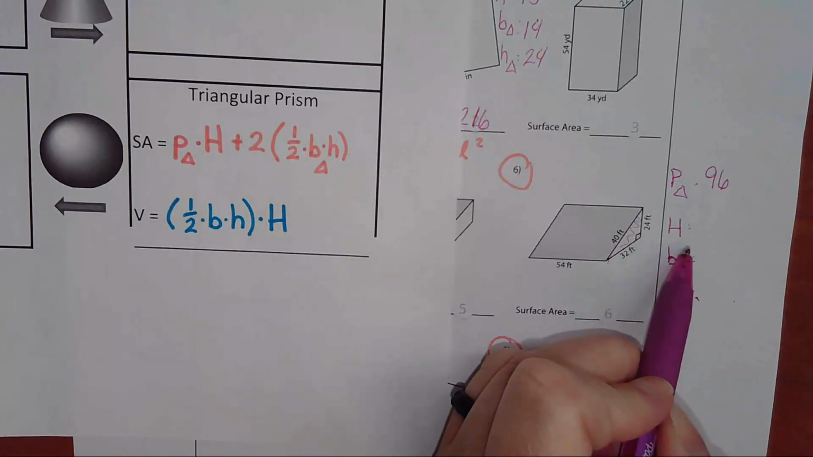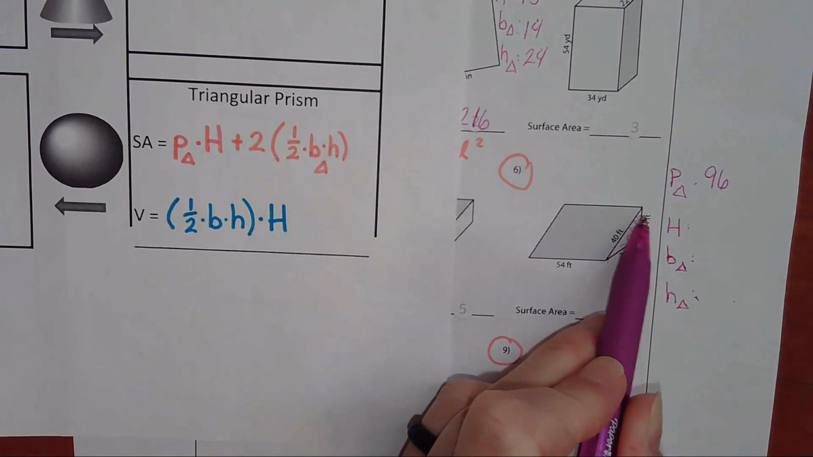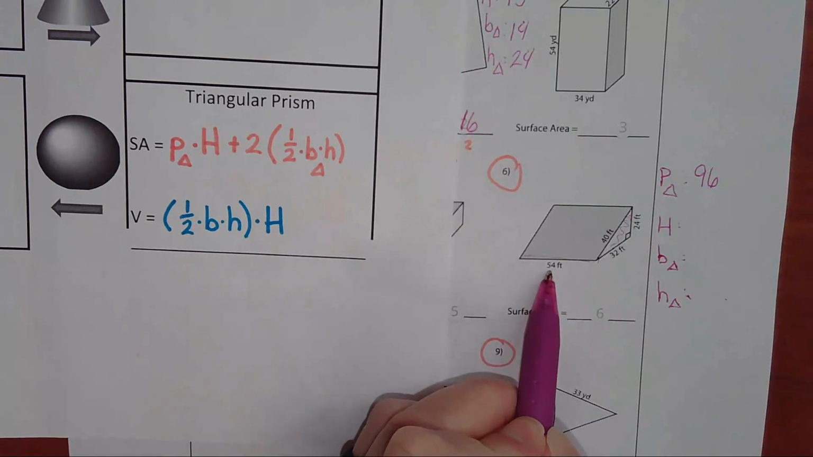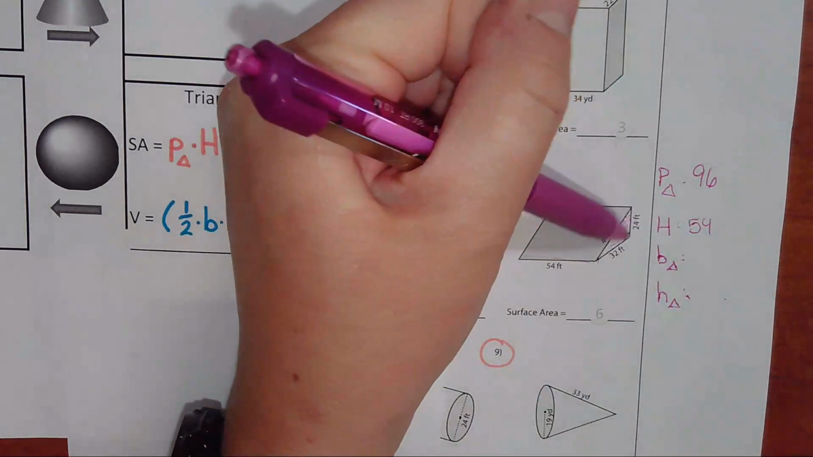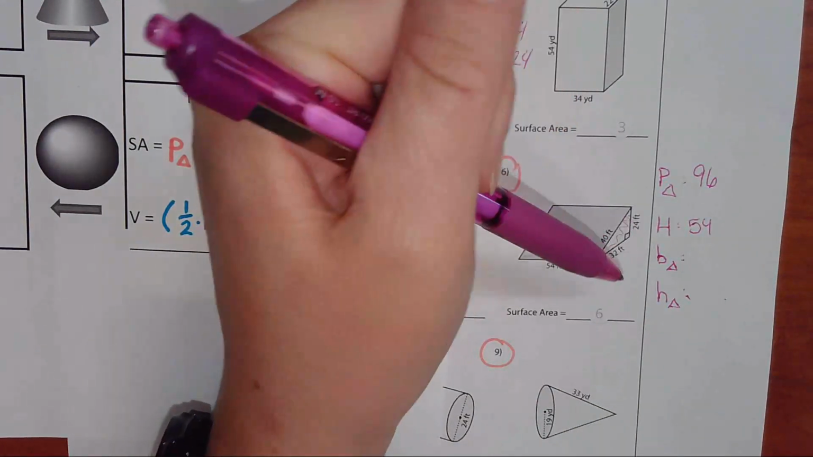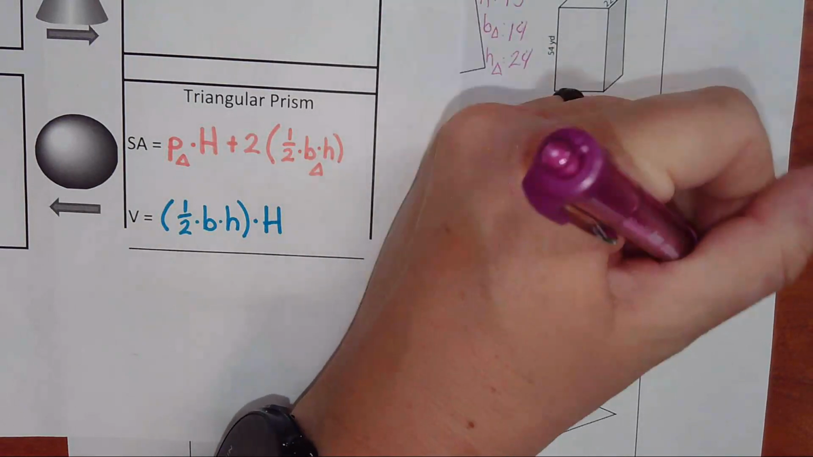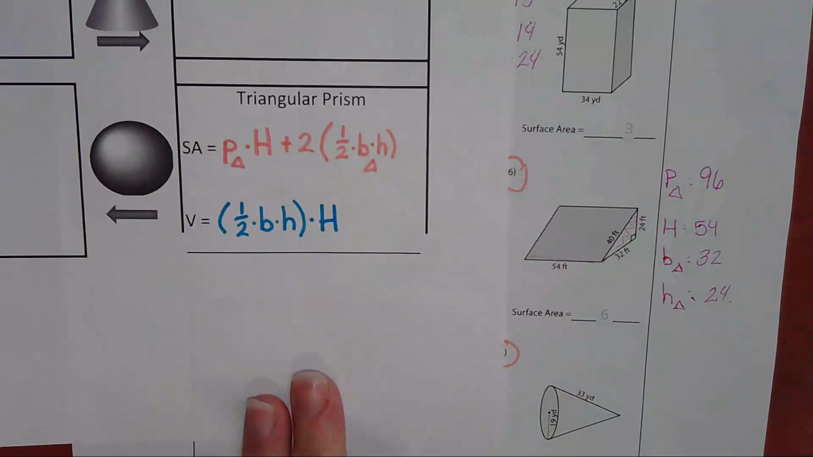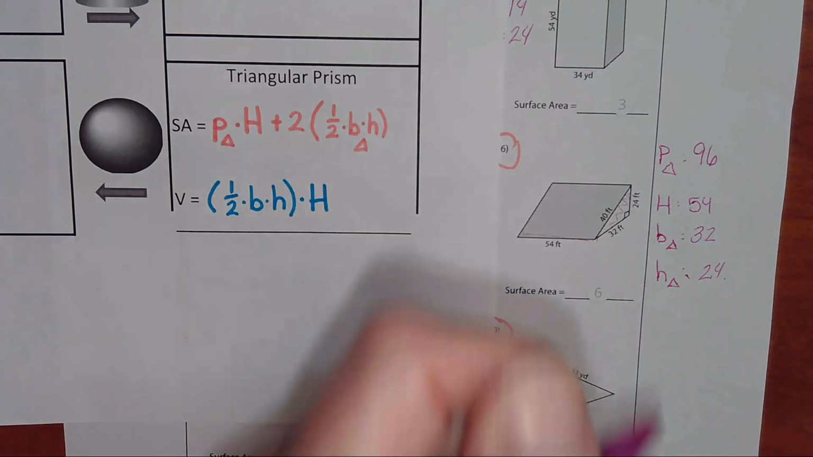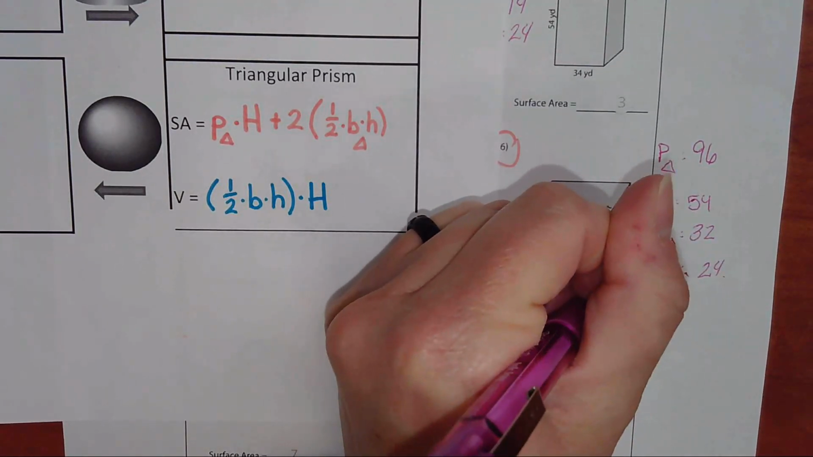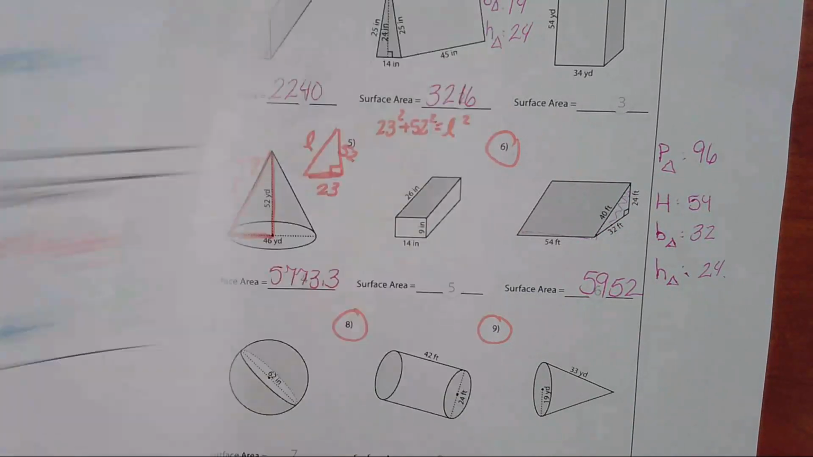The height of your prism, notice this doesn't have a triangle, so it doesn't include any of the sides of your triangle. This is going to be the 54. And then the base and the height of your triangle are where the 90-degree angle are. So the base is going to be 32, height is 24. And then we plug into our formula. So we do 96 times 54 plus 2 parentheses, 0.5 times 32 times 24. Press enter and you get 5952. That's it.